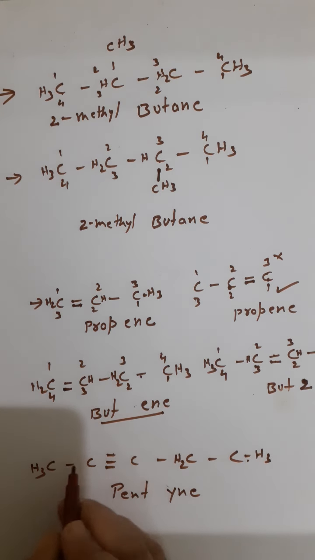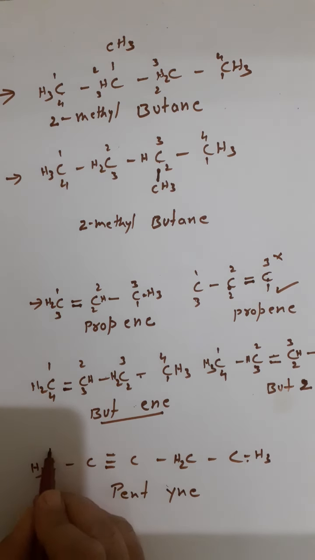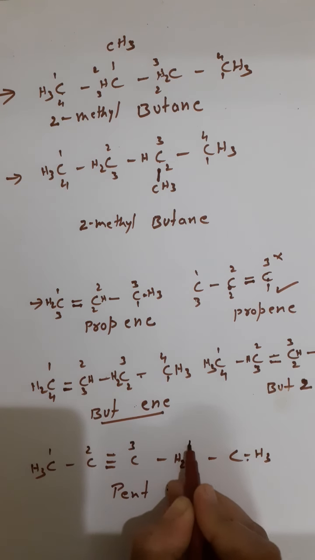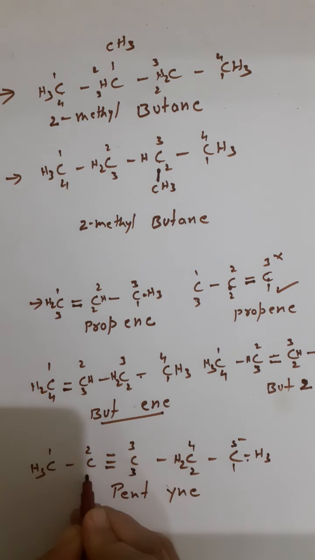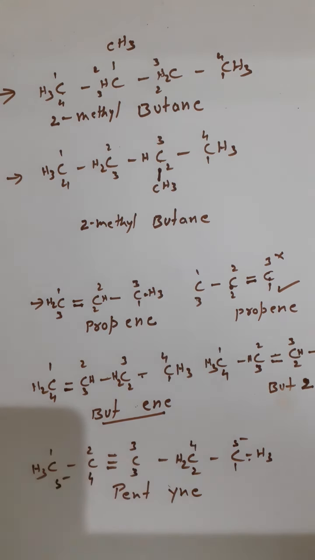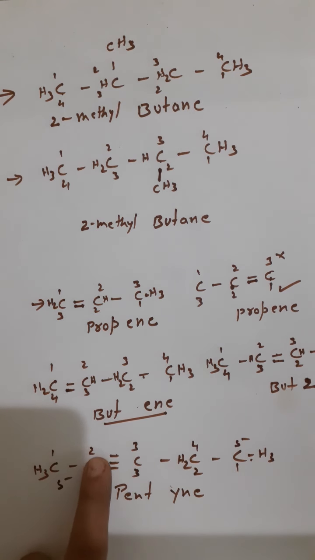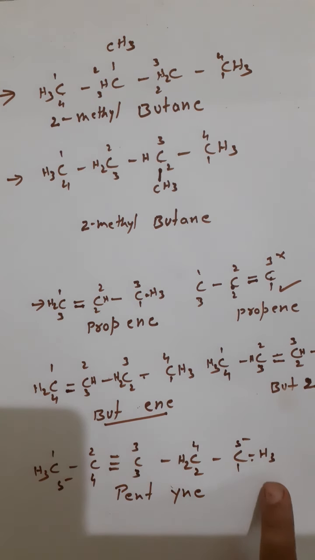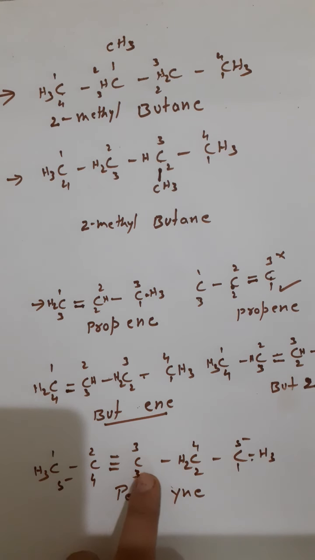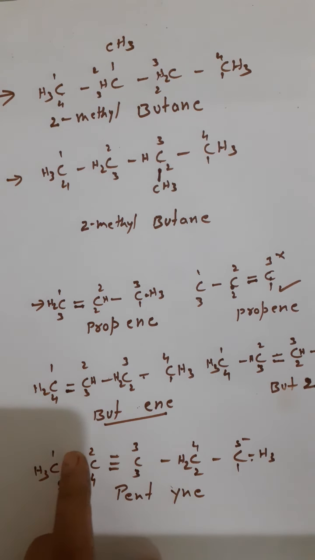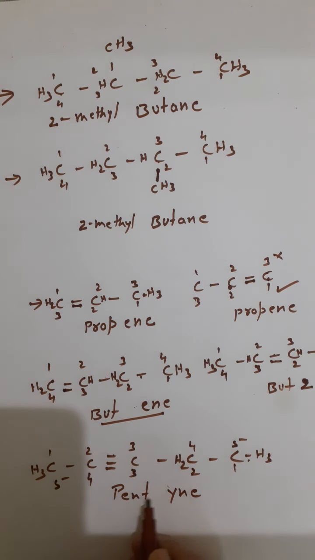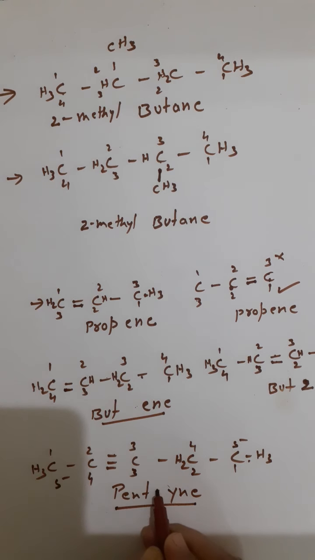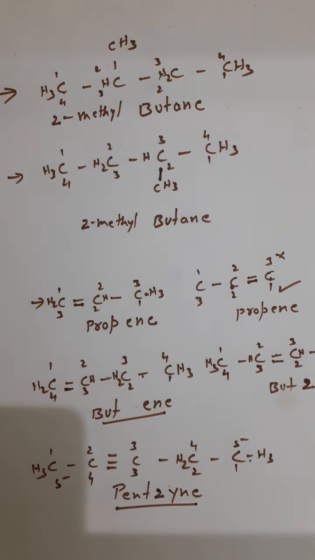Now comes the position. Where is the ine group located? So number them 1, 2, 3, 4, 5. If I start from my left side, it is on the second carbon and third carbon. But if I start from my right side, it comes to the third and the fourth. So which one will I prefer? I'll prefer the first one, wherein the least number is given. So now the name of this compound will be pent-2-yne. What is it? Pent-2-yne.